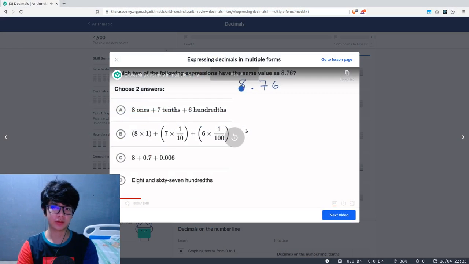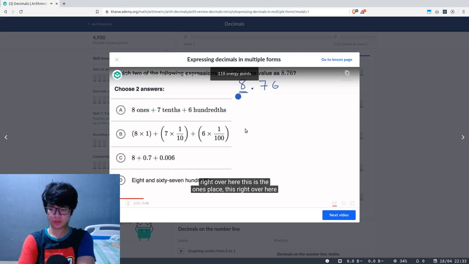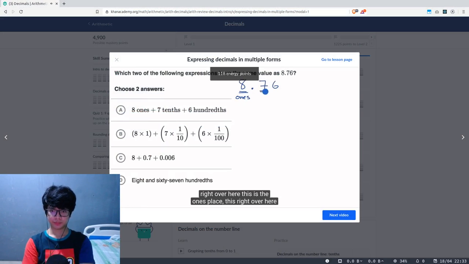And this right over here is the hundredths place. And so we could view this as 8 ones and 7 tenths and 6 hundredths, or 8 ones plus 7 tenths plus 6 hundredths. Well, that's exactly what they wrote right over here: 8 ones, 7 tenths, and 6 hundredths. So I would choose that one for sure.